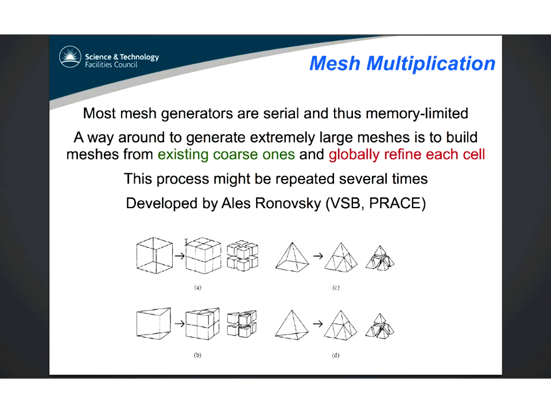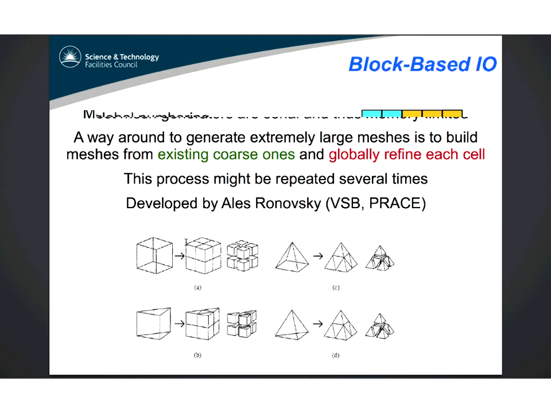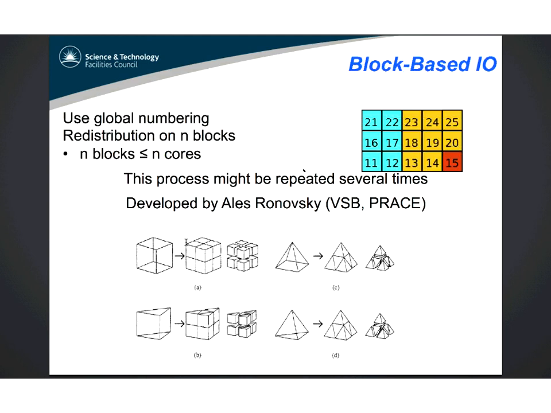For the hexa, the prism, and the tetra, they are split in 8, and for the pyramids, they are split in 12. Doing so, an extremely big mesh can be generated if the process is repeated several times. This work has been performed during the PRACE project by Aleš Ronovsky, and also during an HPC Europa project when he was based in Daresbury.